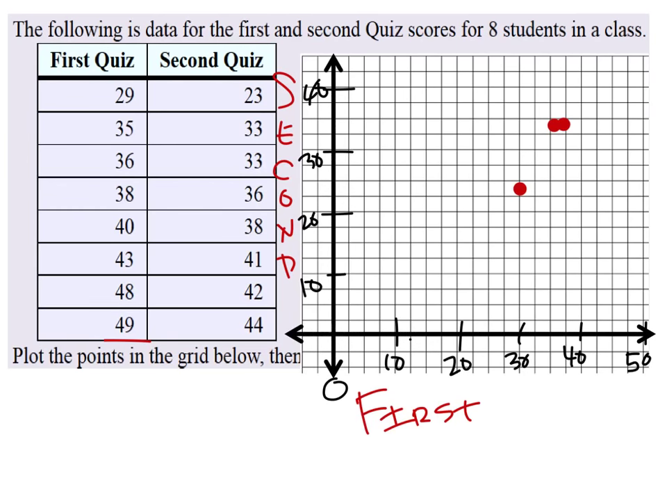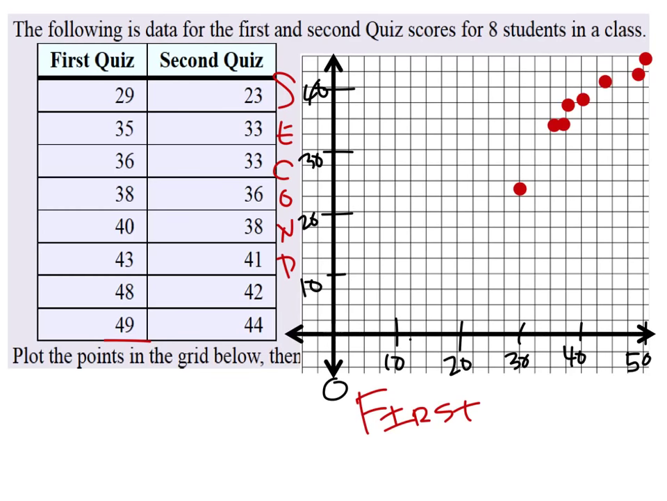38, 36, should be up a little bit higher. 40, 38, somewhere up here again. 43, 41, something like that. 48, 42, a little bit better. And 49, 44, a little bit higher there. Something like this. Okay.